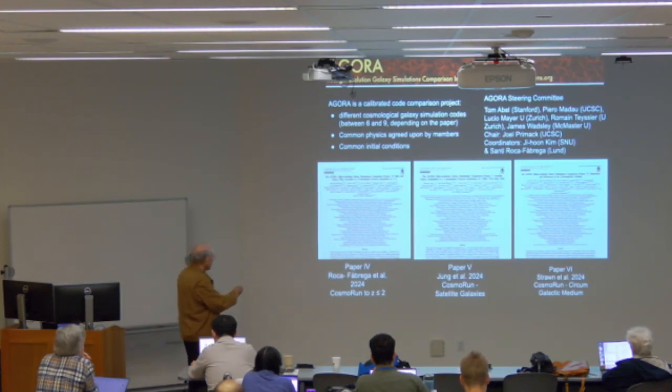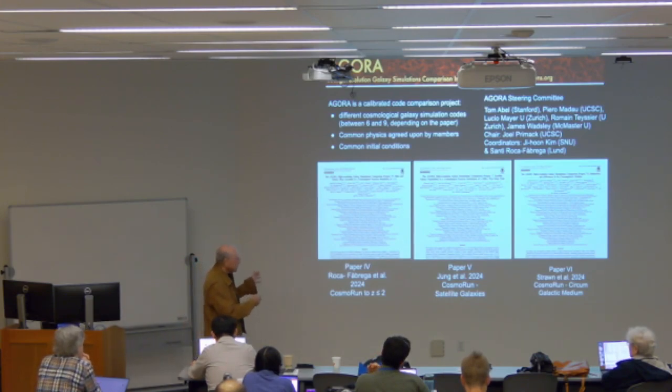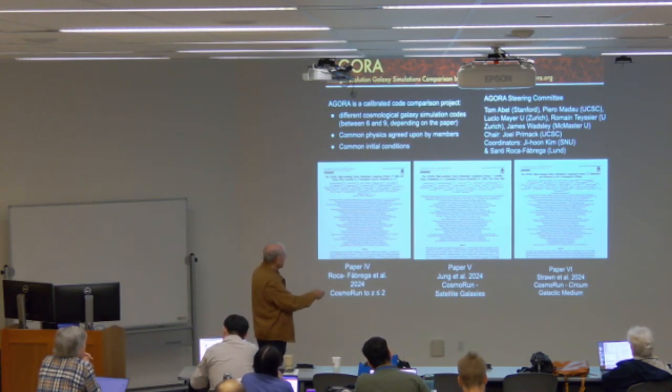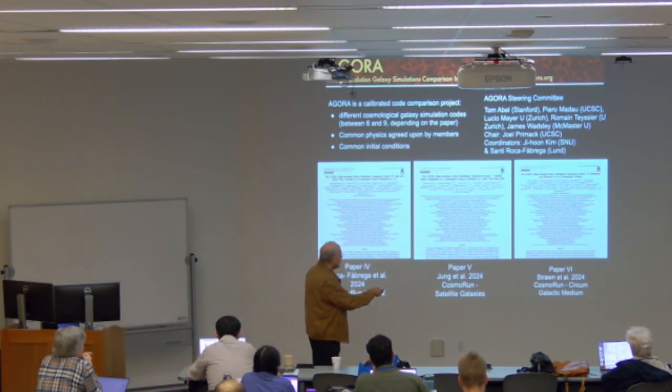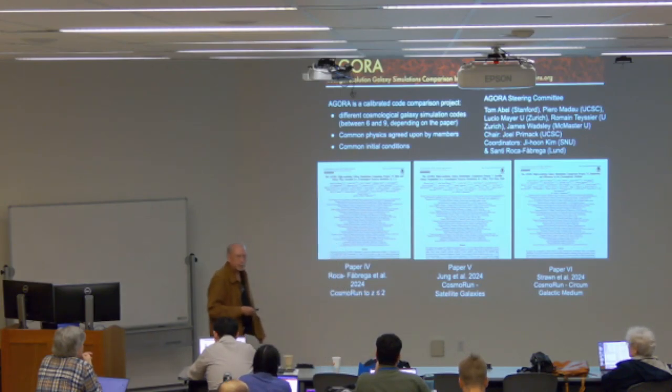So this is a paper that basically describes the whole process and summarizes many features of the galaxies. And I'm going to show you a few selected examples from these papers. This paper is on the satellites of the Milky Way mass galaxy, as predicted by all these different codes. And this paper is on the circumgalactic medium from all these different codes.